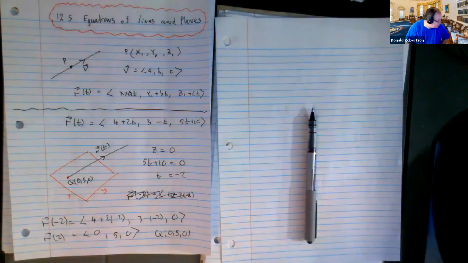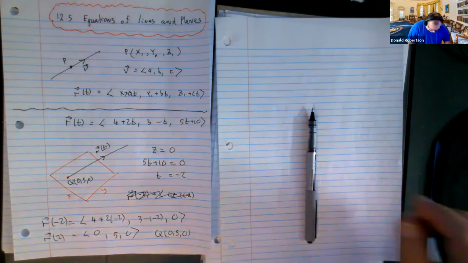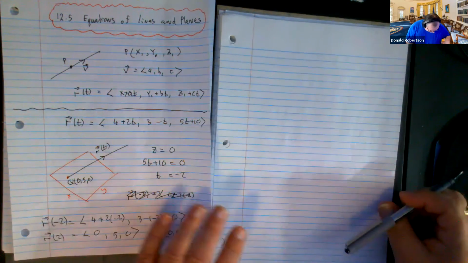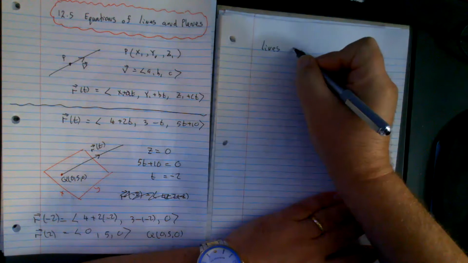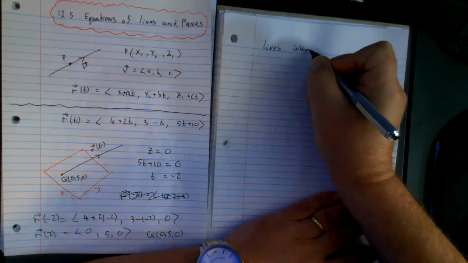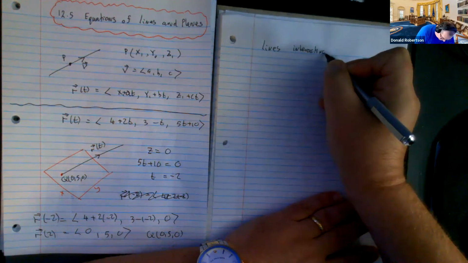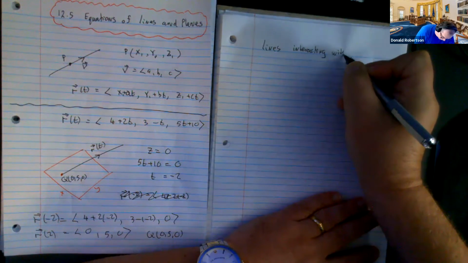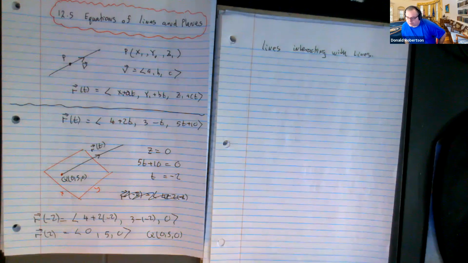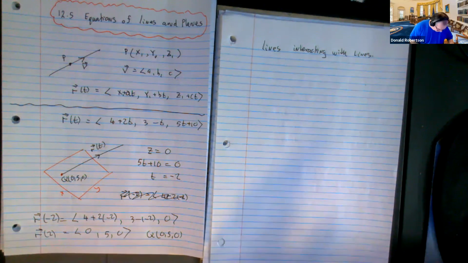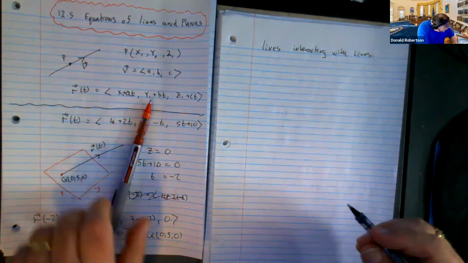So what else have we got to play about with? Oh, right. Well, that's how lines interact with planes. This is more difficult, much more algebraic. Lines interacting with other lines. So how do two lines interact with each other? Let's do some color schemes.